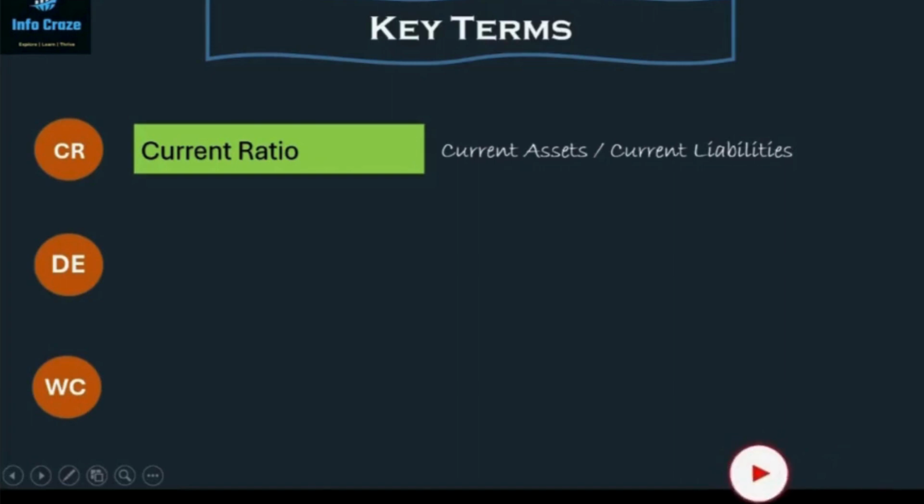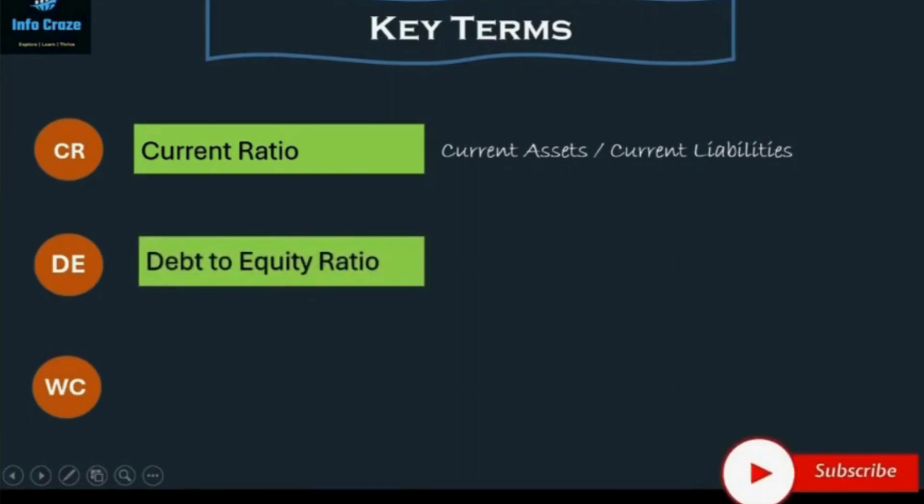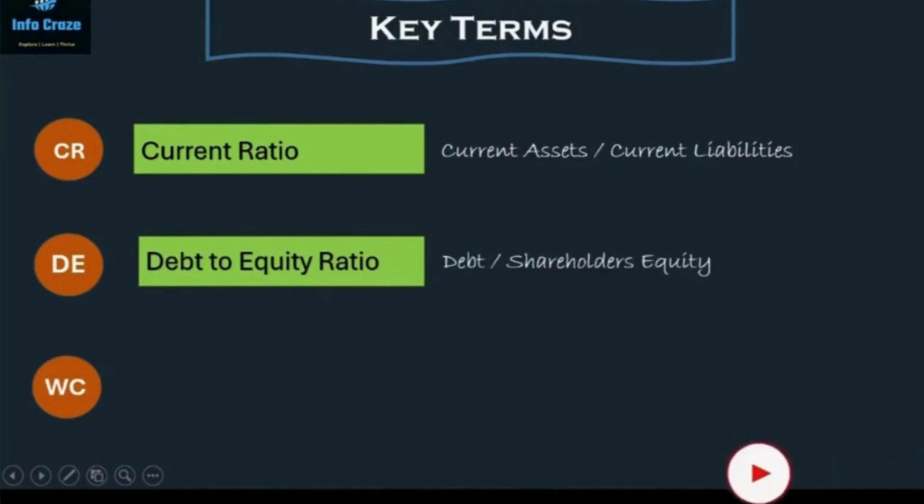Second, what we are going to understand is the debt to equity ratio. This is the ratio of debt to shareholders' equity. This ratio shows the proportion of debt used to finance a company's assets relative to the value of shareholders' equity.